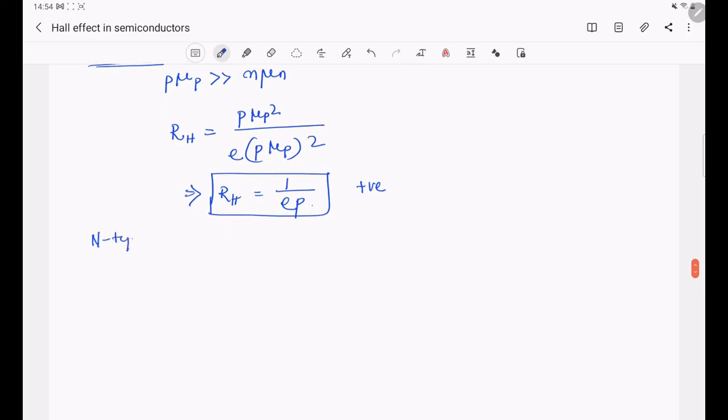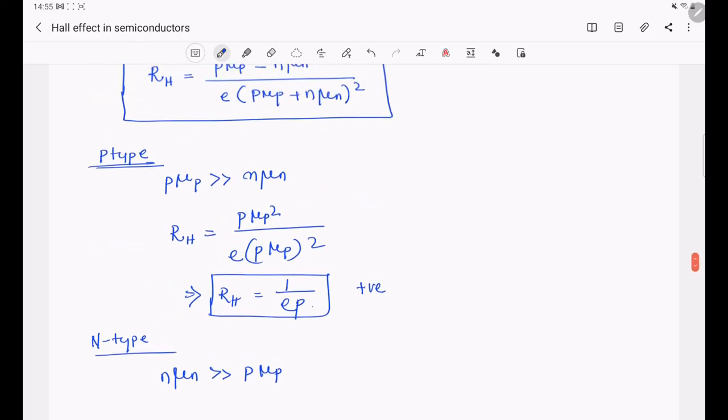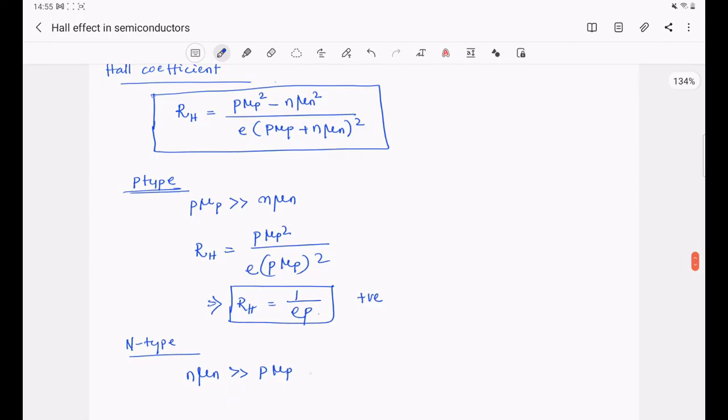Similarly, for an n type semiconductor, I can say n into mu n is much greater than p into mu p. So, I can find the expression of RH for an n type semiconductor by neglecting p mu p from both numerator and denominator. If you put the values, you will get the expression RH equal to minus 1 by e into n. Here n is the concentration of electrons. So, it is negative. This is for extrinsic semiconductors.